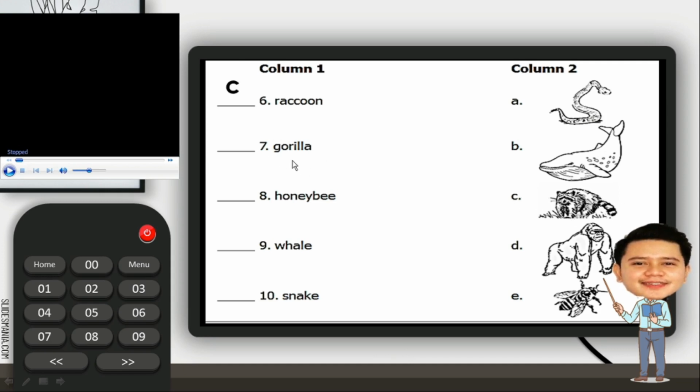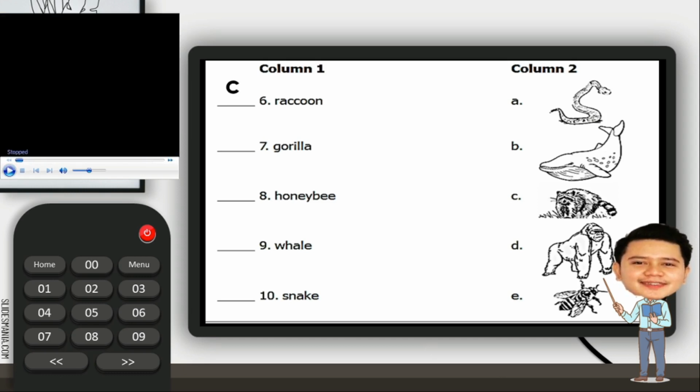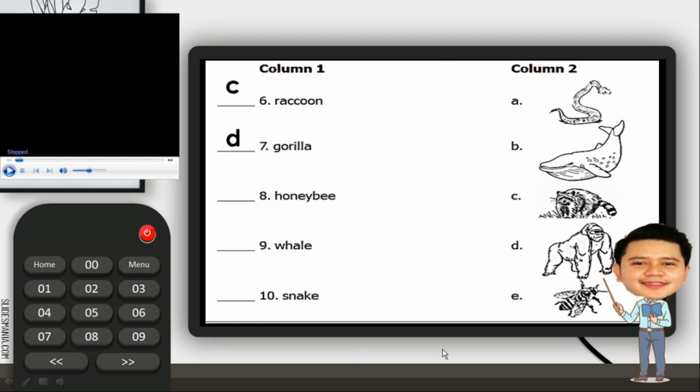Next, number 7. Gorilla. So where's the gorilla here? I'll give you 5 seconds. Alright, the correct answer is letter D. This is the gorilla. Next, number 8. Honeybee. So where's the honeybee here? 5 seconds. The correct answer is letter E. This is the honeybee.